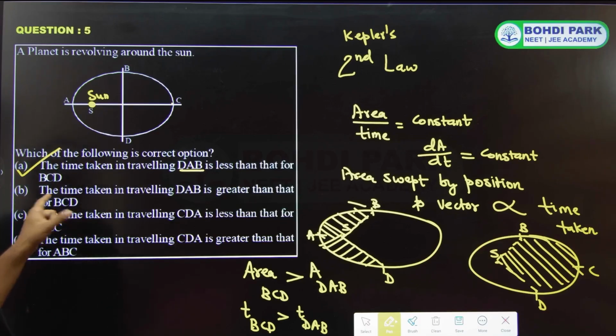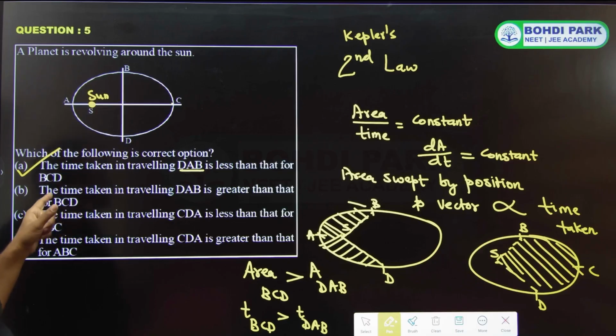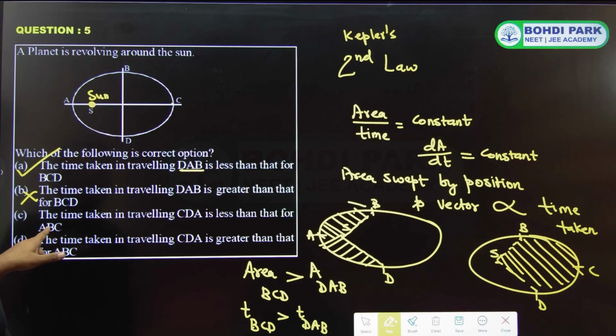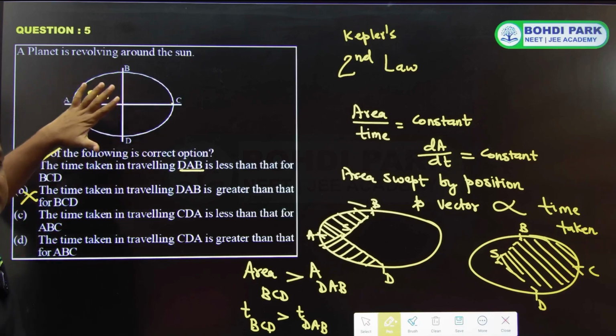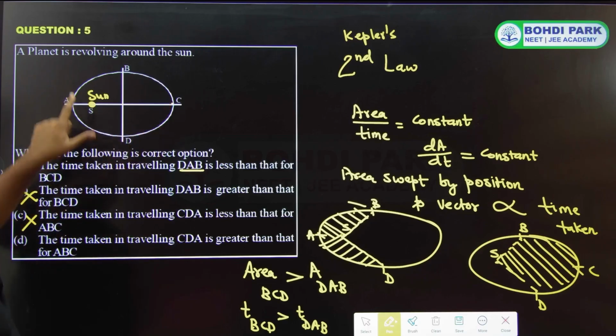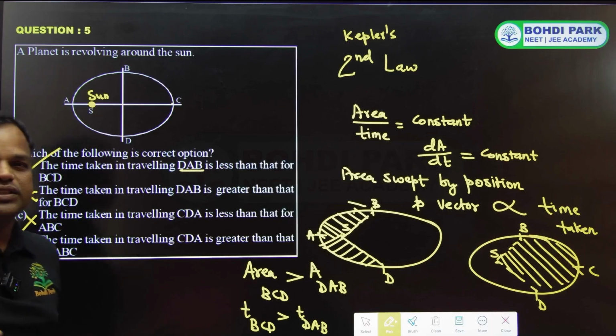Okay. Now the option saying the time taken in traveling DAB and BCD, it is showing DAB is greater. So this is wrong. The time taken CDA is less than that ABC? For CDA and ABC, the area will be same, so time will be same. So that is also wrong. The time taken in traveling CDA is greater than that of ABC. So clearly it is also wrong. So the correct option is A.